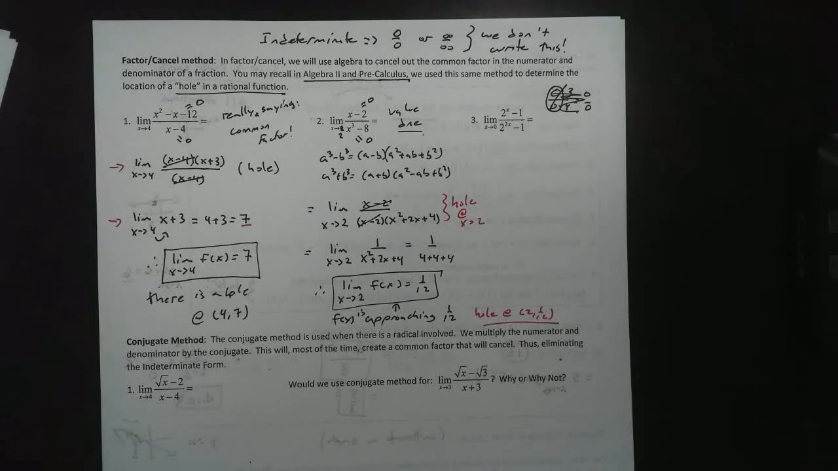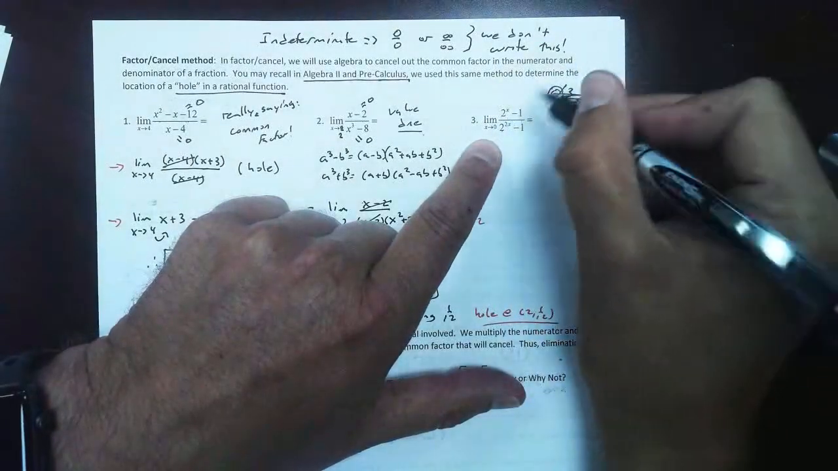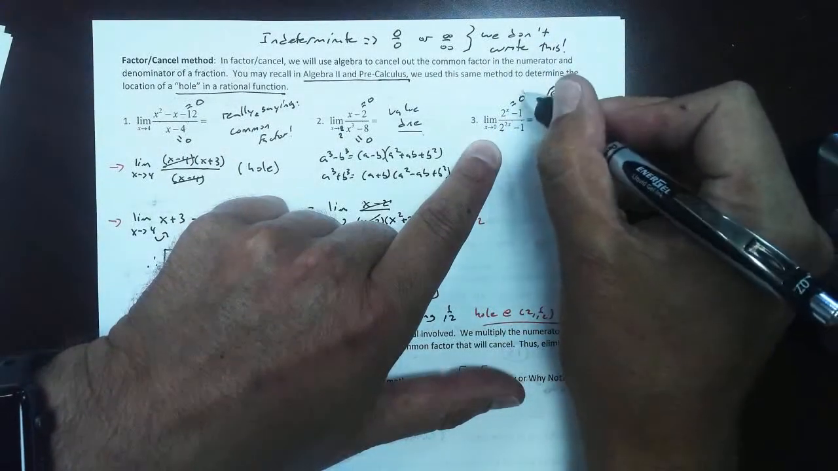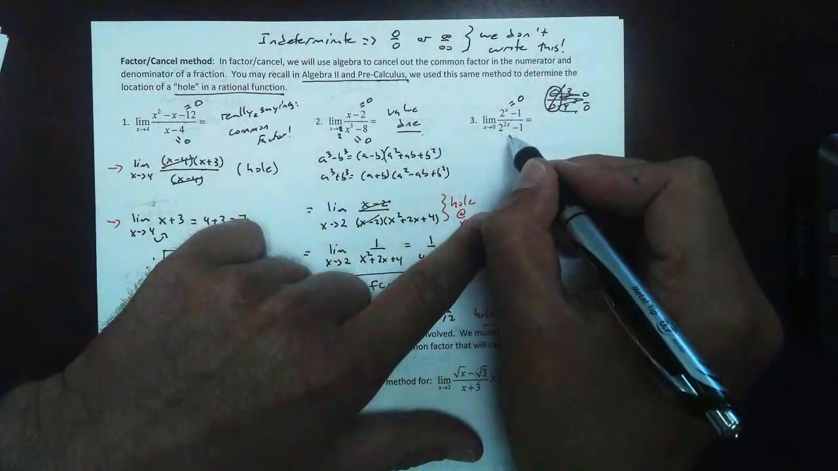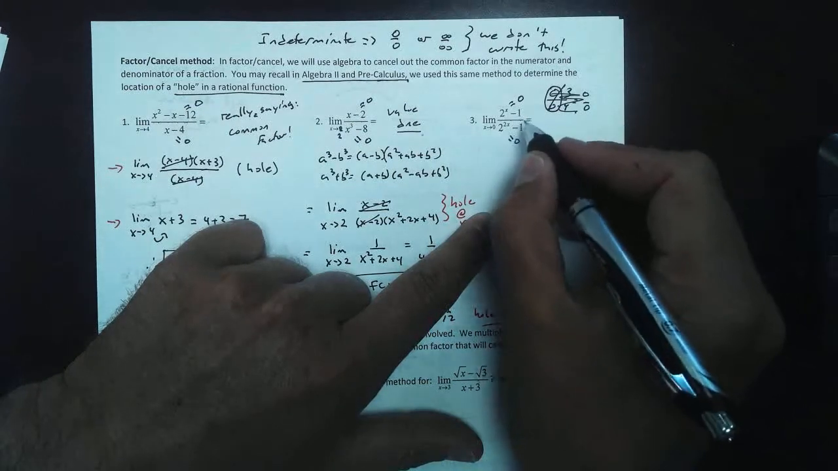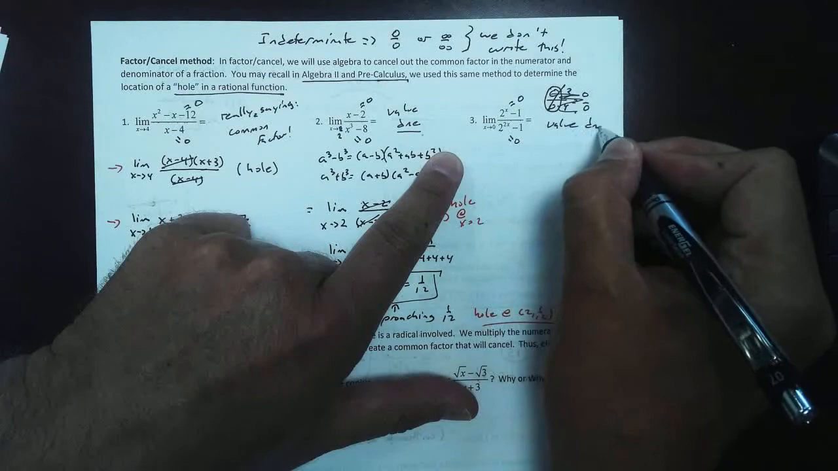All right. So let's try number 3 here real quickly. Again, if I plug in 0, 2 to the 0 is 1. 1 minus 1 is 0. Notice I never write 0 over 0. Bad math. Plug in 0 here, 1 minus 1, again, that's 0. So again, this is indeterminate. Again, this is saying that the value does not exist.